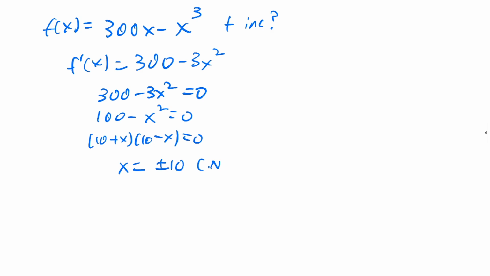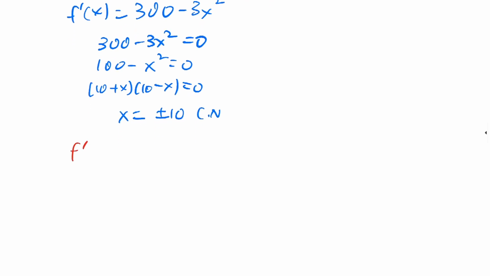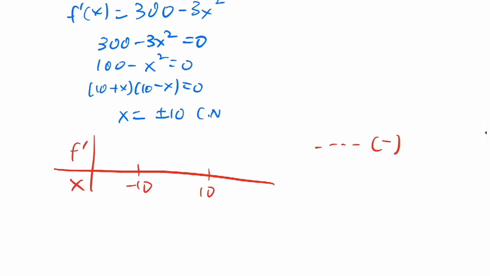Now here's what we're going to do. Here's how the sign chart works. First, create a little f prime and x chart. Think of it like a number line. So, plot your critical numbers in order of least to greatest, like this. So negative 10 to 10. Top side is f prime and x is the bottom. Now, dotted lines are going to represent when the function is negative. Solid lines are when the function is positive. Okay?